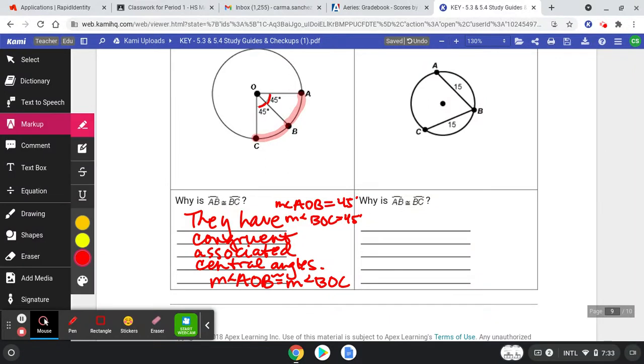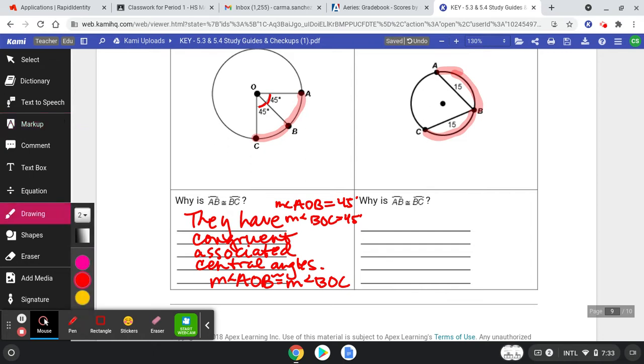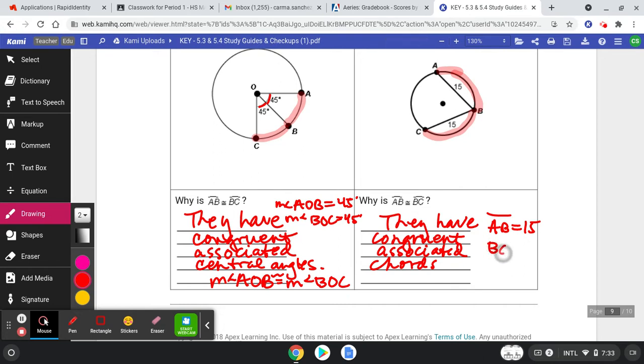Next, AB congruent to BC. So here I'm going to mark these, AB congruent to BC. Notice that this time they have congruent associated chords. If you look in the picture, you can see that chord AB is equal to 15. It's labeled there in the diagram, and chord BC is equal to 15, and therefore chord AB is congruent to BC, and so that's why those two minor arcs are congruent.